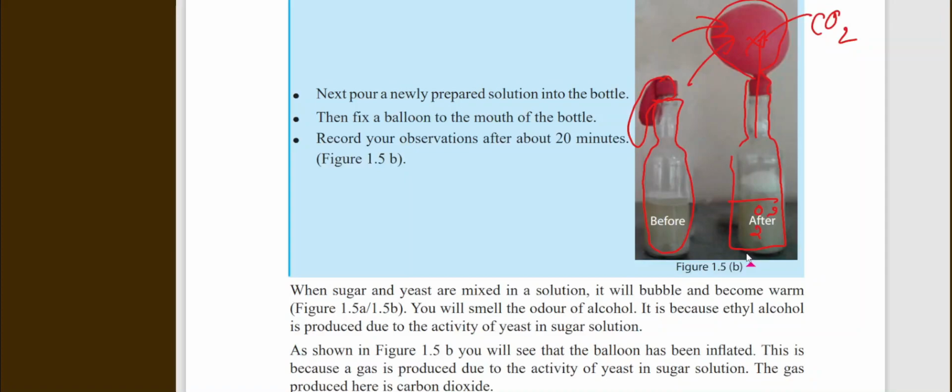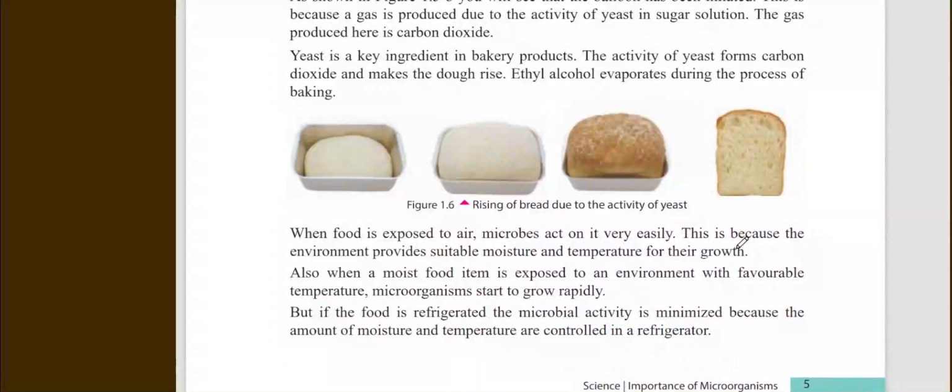Respiration, anaerobic respiration. Anaerobic respiration is respiration not using oxygen. Oxygen is not used in that particular respiration. If they don't have oxygen, they do anaerobic respiration. They can do respiration without oxygen. That is what we call anaerobic respiration.